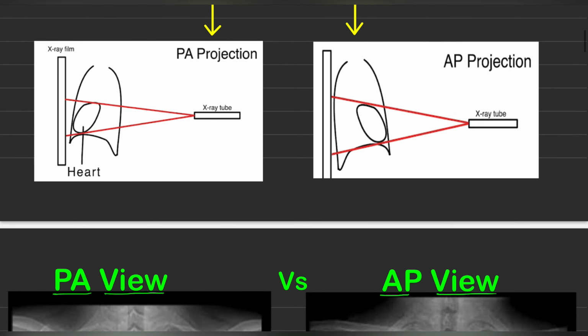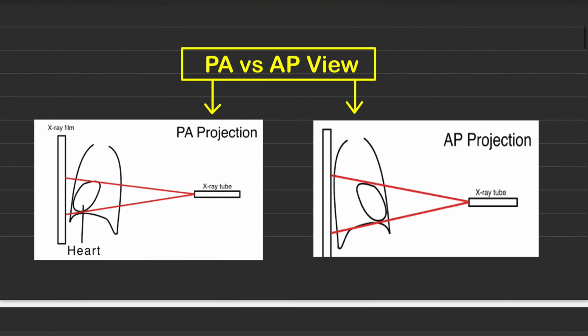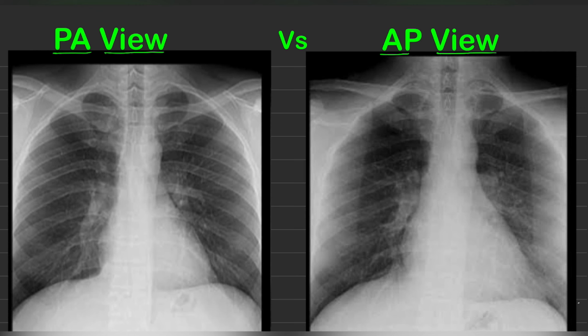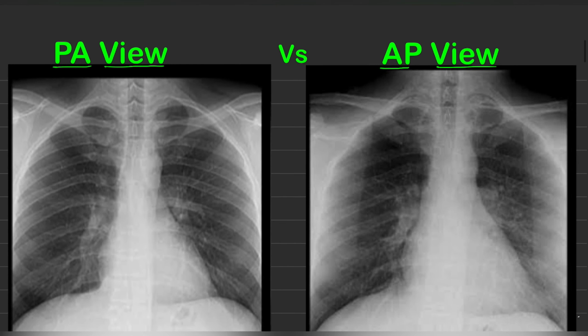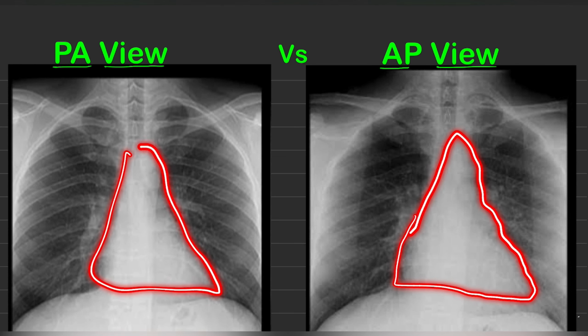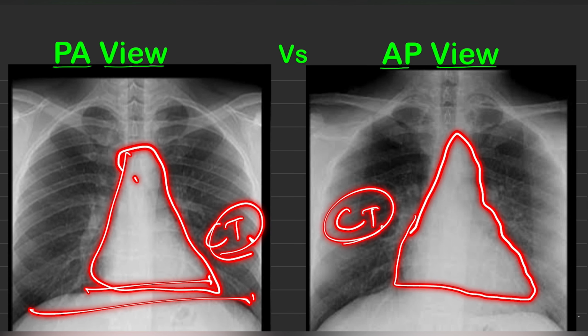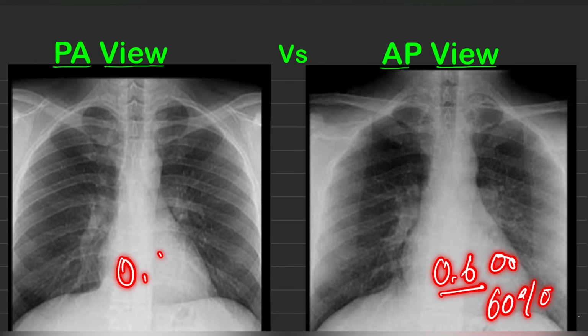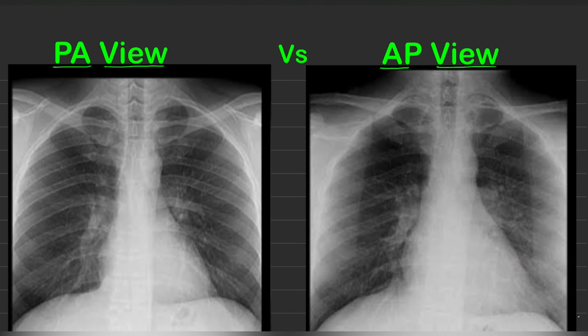You can see the position of the heart in the PA and AP views. Also you can see the difference between posterior anterior and anterior posterior view by watching the x-ray. In the AP view you will see this ratio, the cardiac to thoracic ratio, CT ratio, we will talk about it later. So the CT ratio will be greater in case of AP view. In case of AP view it will be approx 0.6 or 60%, while in case of PA view it will be approx 0.5 or less.